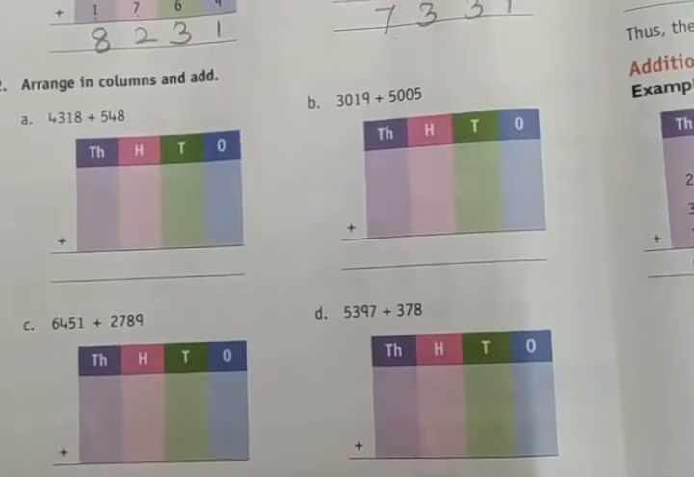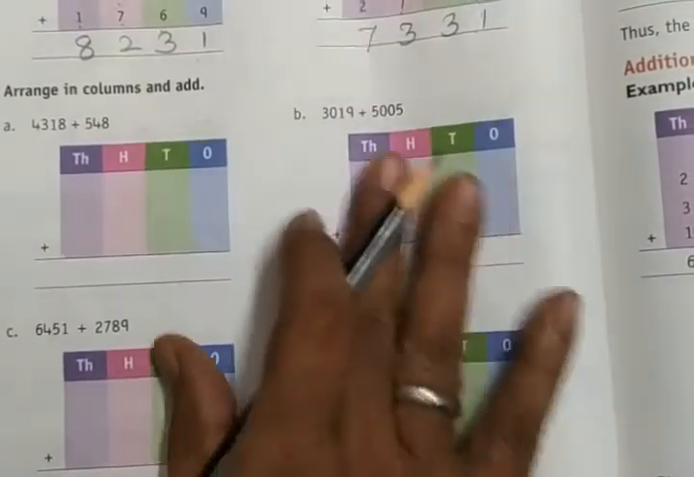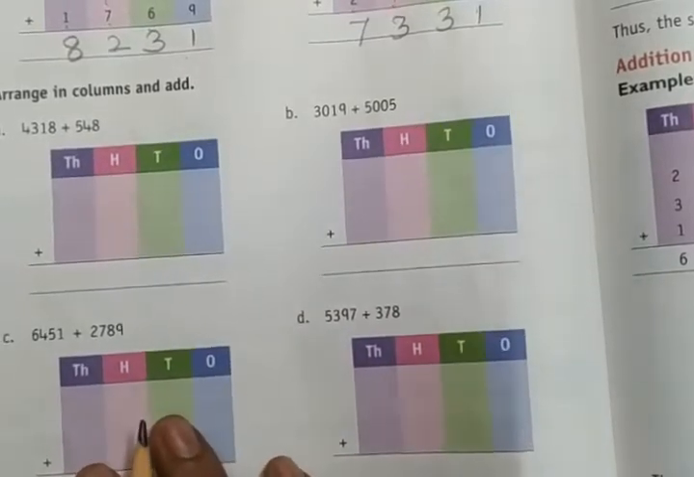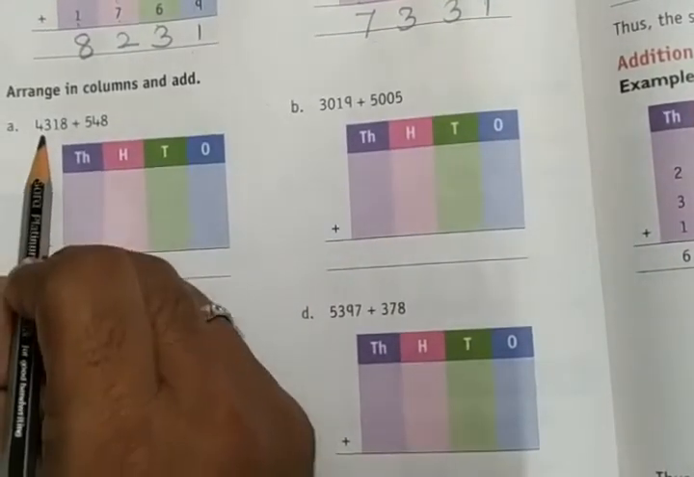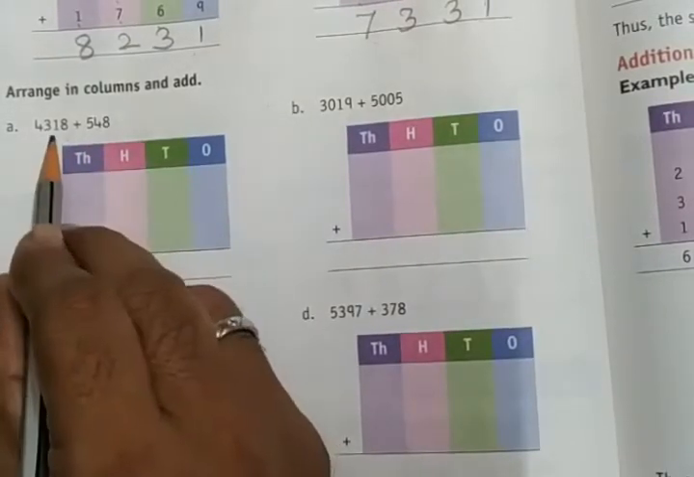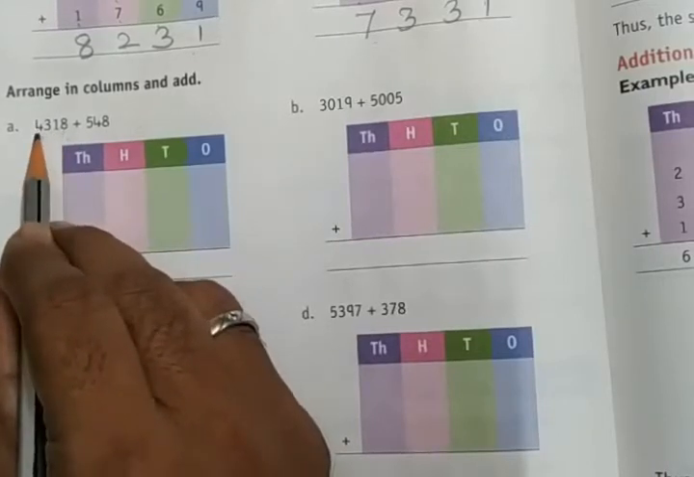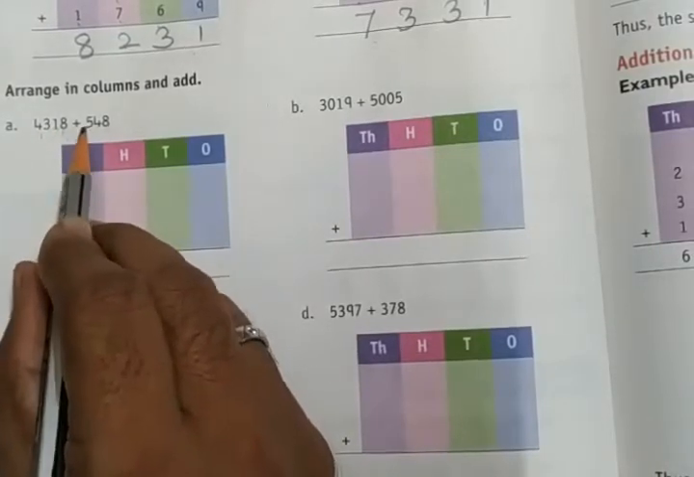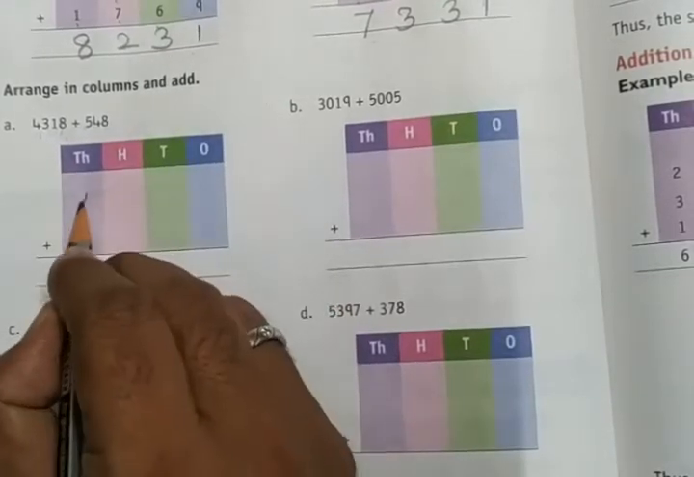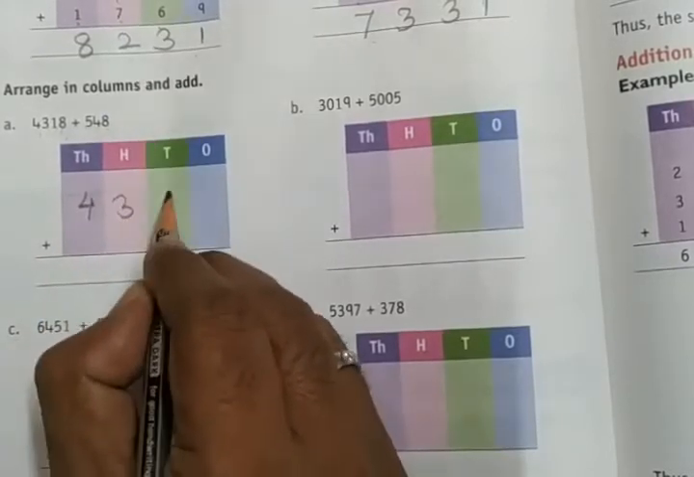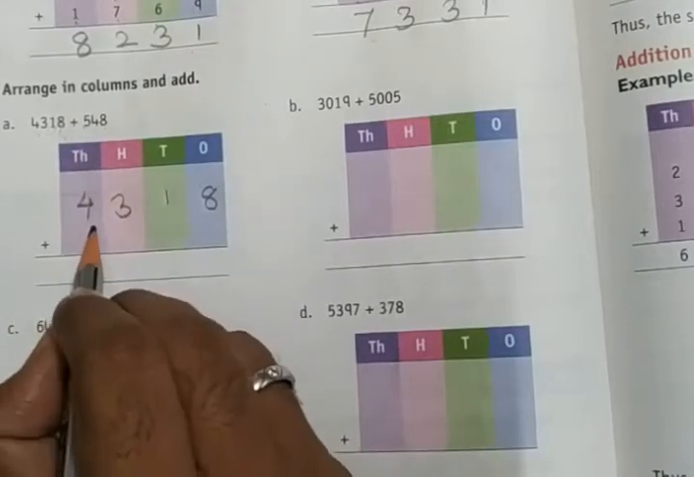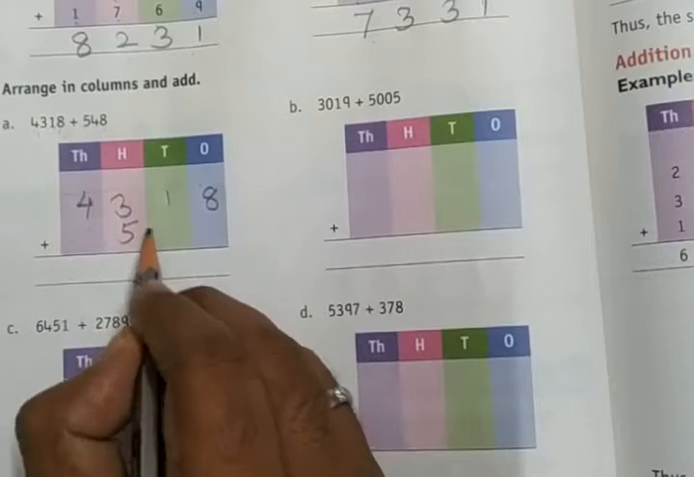So here arrange in column and add. Okay, so here we need to arrange in column and add, right? Clear? So this is our 4318 plus 548. So 4000 means we need to start with the 4-digit number. This is a 1, 2, 3, 4 digit number. 4000 means you start from here. Leave a space for carrying. So this is 4318. This is a 3-digit number. It starts not from 1000, it starts from hundreds. 548.